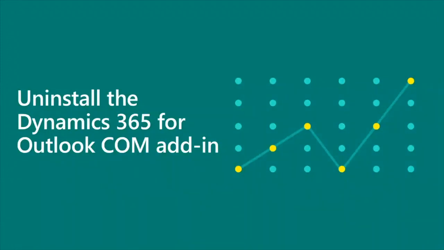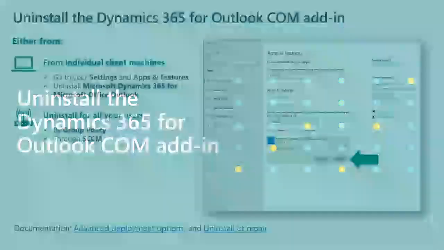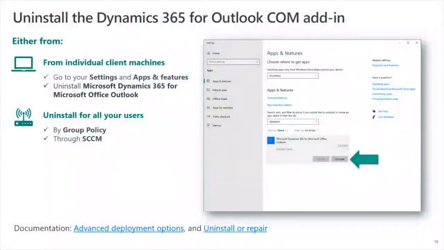One of the steps is also to uninstall the COM add-in from the client machines. So that's either an individual action from all of your users that need to go on their machine to the settings part, app and features, and uninstall Dynamics 365 for Microsoft Office Outlook. So really uninstall this from their machine. Or if you're using SCCM, you can do that in bulk, and you can do that by group policy.